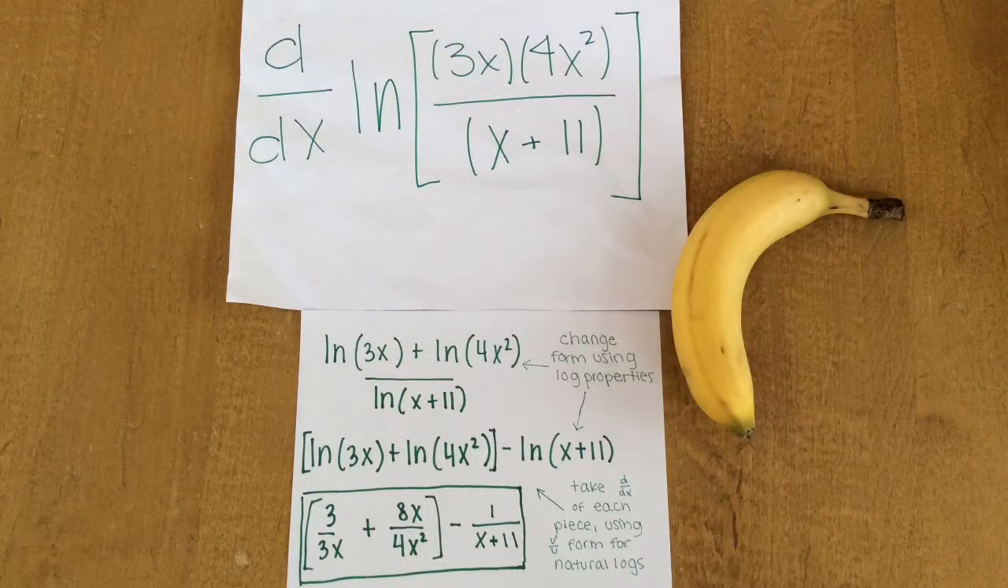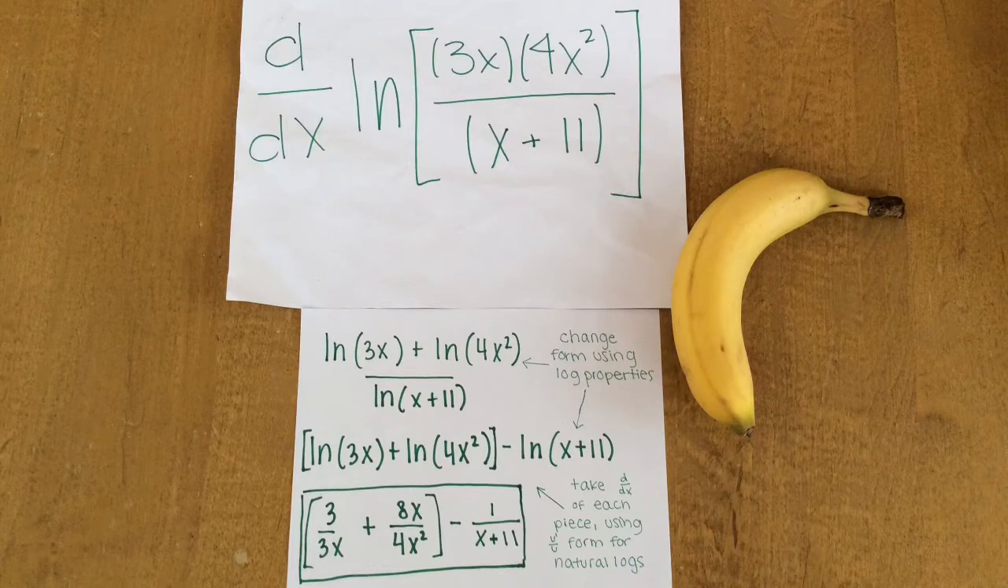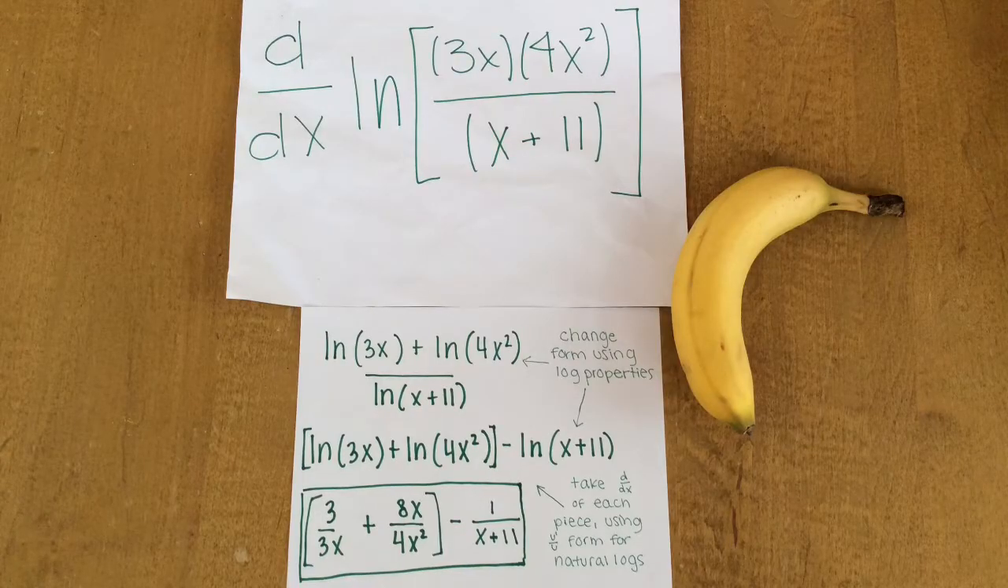So this problem is a little more complicated. We're going to have to use properties of logarithms. So for the top, the multiplication is going to turn to addition, and then for the bottom, we can subtract that from the top. And then after we do that, we're going to have to take the derivative of each individual piece, and because it's natural logs, we're going to have to do the derivative over original form to find the final answer.